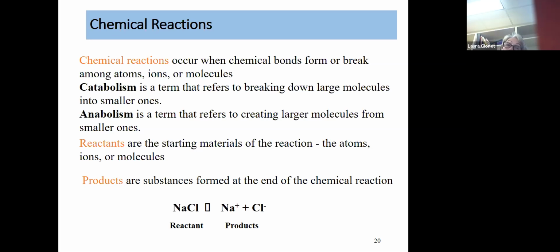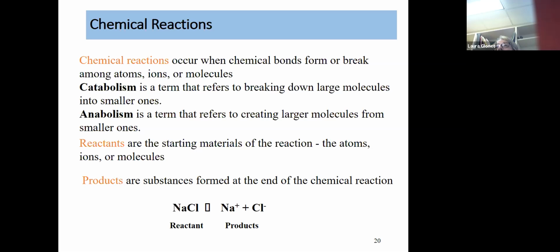And then you need to know the concept of reactants and products. Reactants are what you start with. Products are what you end with. Now, how do you know the difference? The arrow in a chemical reaction always points to the product.